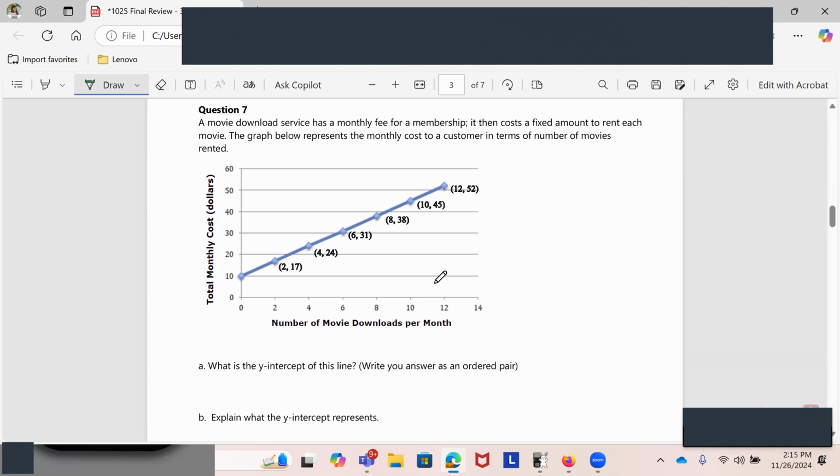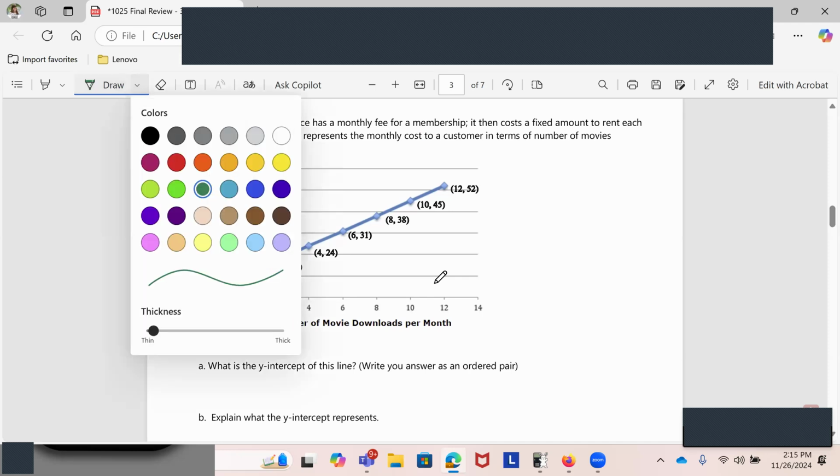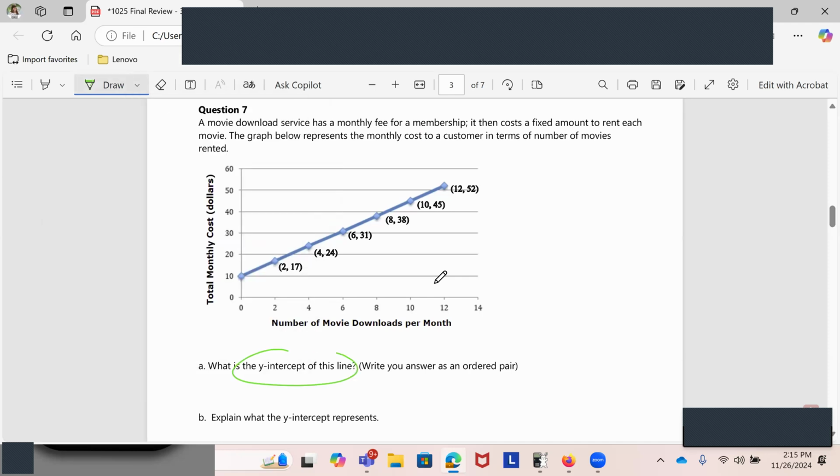So this one kind of puts a lot of this stuff together. It's going to talk about slope, y-intercept. So the first thing they're asking me is for the y-intercept. So the y-intercept is wherever we cross the y-axis. And what is that ordered pair? What number did I circle there? 10. Yeah, beautiful. So that is the y-intercept.